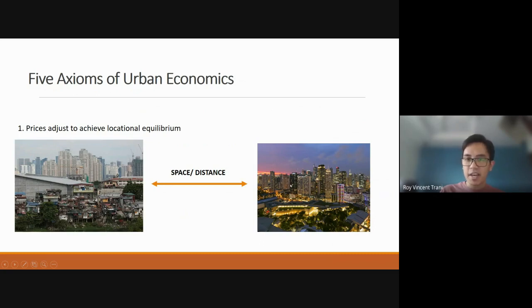But on the flip side, when all the businesses come together in one place, as you go further away from the CBD, you have areas that look like this, the more rural areas, the less developed areas. So this principle also suggests that when you're closer to a very economically active area, the prices of goods and services are higher. For example, land in CBDs is more expensive than in rural areas. But another example would be goods and services.